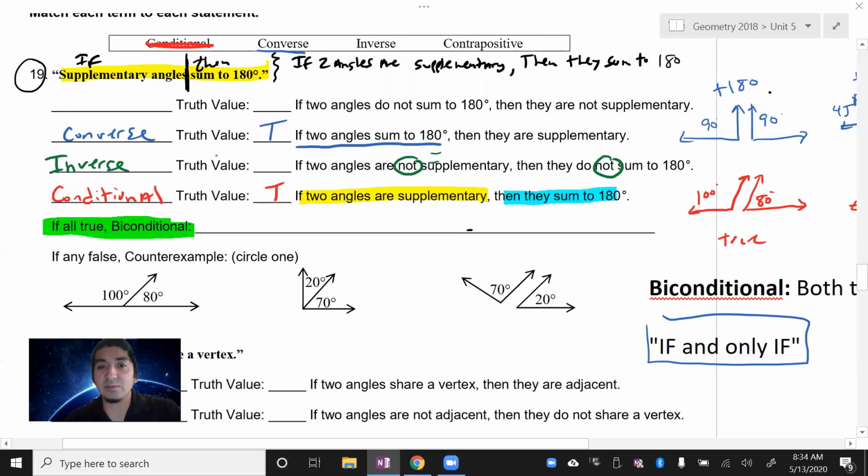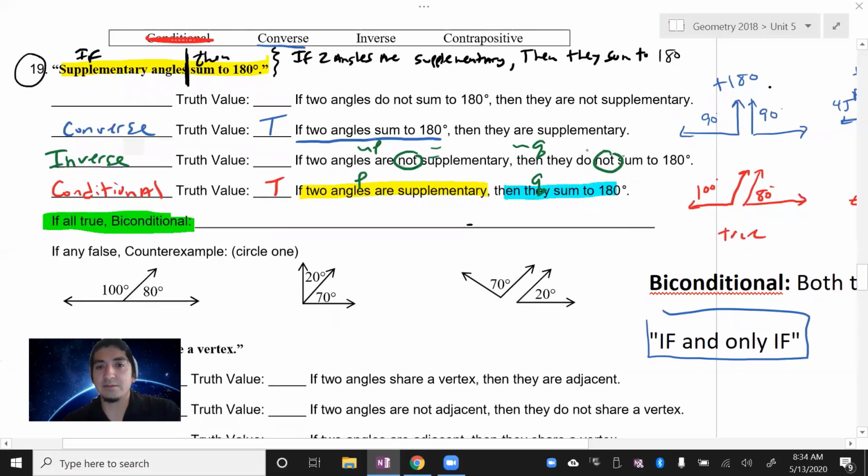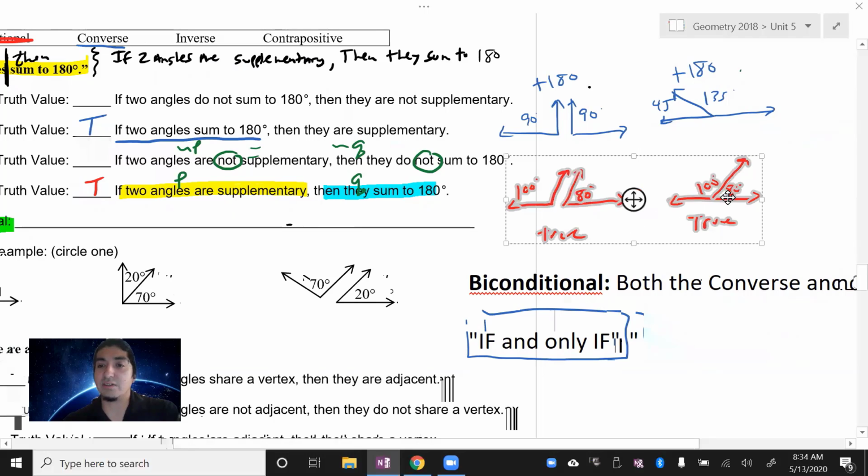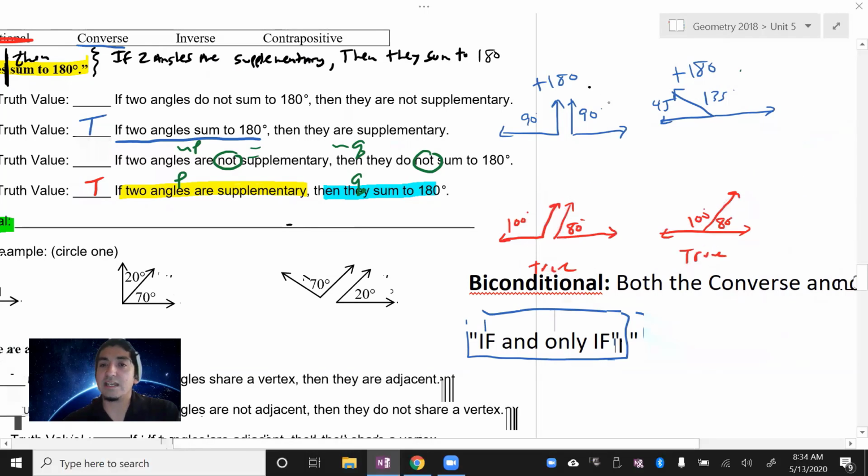And remember, the inverse was where that's P, that's Q. You're just taking the not, which is a little tilde, in front of the P and Q. Okay, so from here, we're going to see if we can figure out. So if two angles are not supplementary, they do not add up to 180. So we're going to come up with another example. So it's all about drawing. So you can go ahead and create your counterexample.